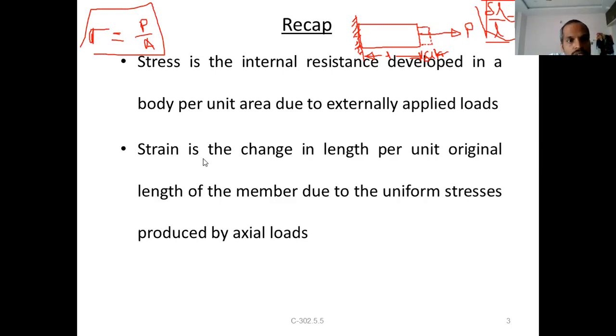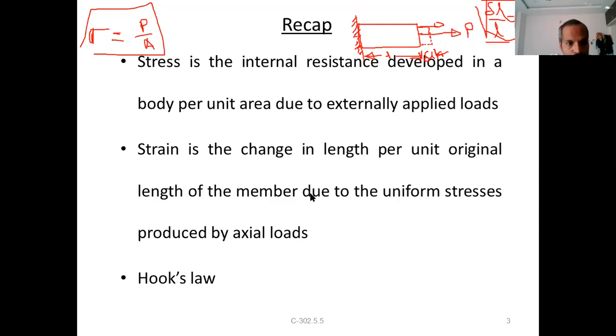Strain is the change in length per unit original length of the member due to uniform stresses produced by axial loads. Due to the axial load, there is a uniform deformation. Only when the load is axial will the elongation be uniform. If it acts on only one side, there will be a completely different scenario. With an axial load, this delta is uniform throughout the cross section. That's what we have discussed, stress and strain, so far.